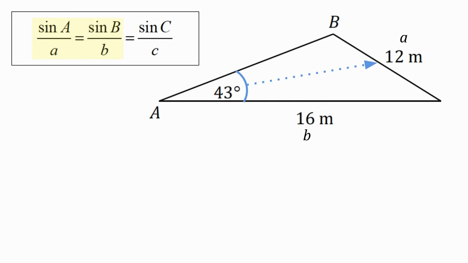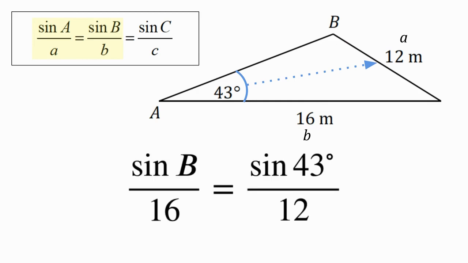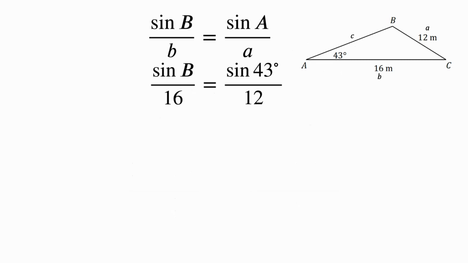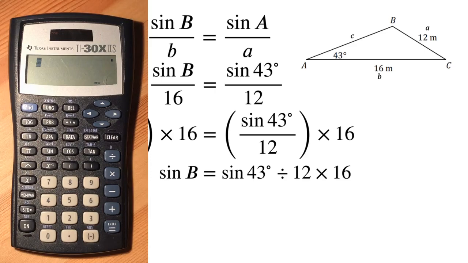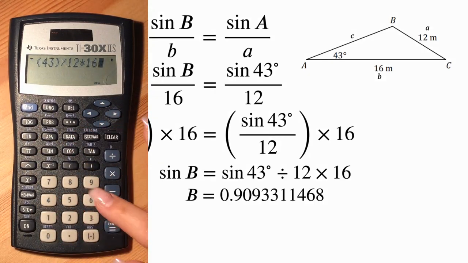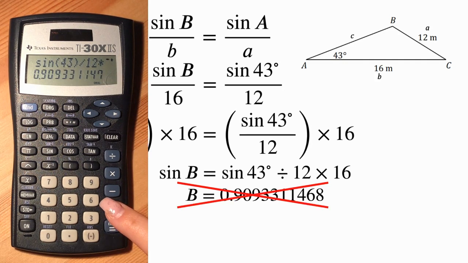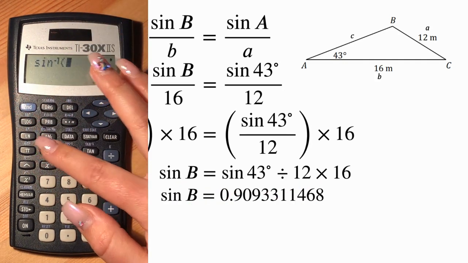Once we substitute 16 for side B, 43 degrees for angle A, and 12 for side A, we'll try to solve for angle B. Sine B is being divided by 16. The inverse operation of dividing by 16 is to multiply by 16. Multiplying sine B divided by 16 by 16 will isolate sine B. We'll perform this operation on both sides of the equation. Angle B does not equal 0.9093311468. That's what sine B equals.